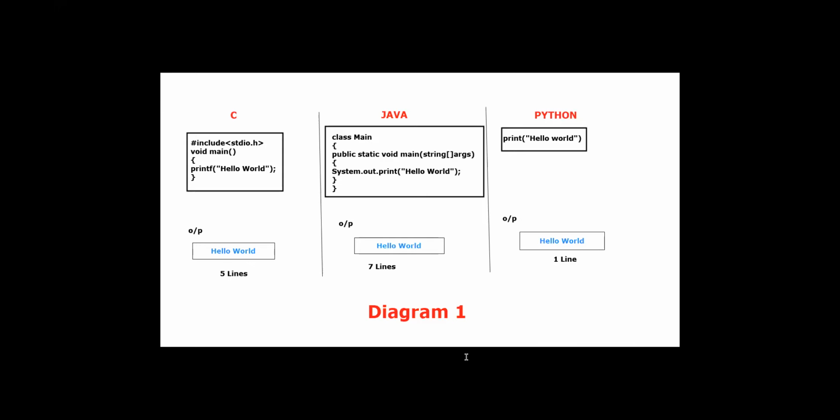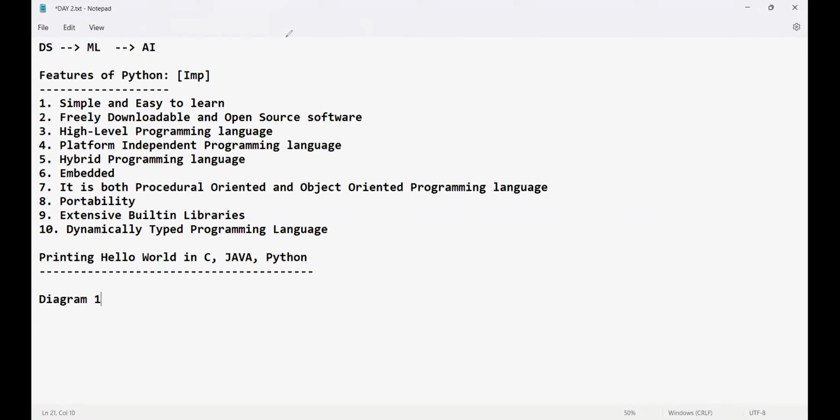I'll tell you how to download Python software. Step by step, I'll proceed. Don't worry. But as of now, observe properly. Just give me a minute. Here I'll just write diagram number 1. I'll not execute C code. I'll not execute Java code. If you want, I can execute that as well. But I'll execute a Python code because you're here to learn Python. That's the reason I should be executing a Python code.